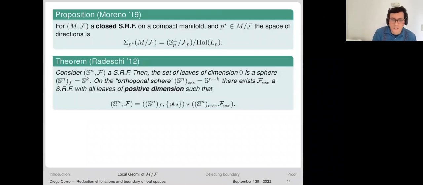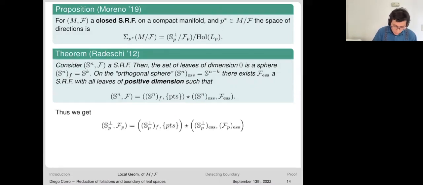Then Marco Radetzky, in his PhD thesis, proved the following very nice theorem, which says that if we consider a singular Riemannian foliation on a round sphere, then the set of leaves of dimension 0 is again a totally geodesic sphere, S^k, which I'm going to denote by S^n subindex F for fixed. When we look at the orthogonal sphere in S^n of this S^k, which I'm going to denote by S^n essential, there exists a new foliation called the essential foliation, which is a singular Riemannian foliation and has all leaves of positive dimension. Moreover, the foliation on the larger sphere decomposes as a trivial foliation over the set of zero-dimensional leaves, joined with the essential foliation over the essential sphere, which is a very neat result because it allows us to decompose the foliation.